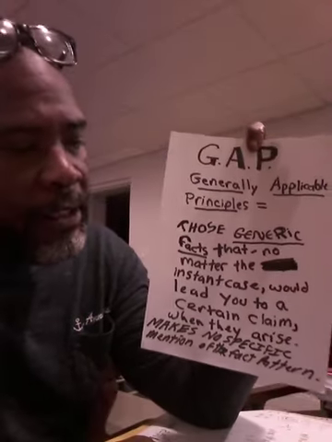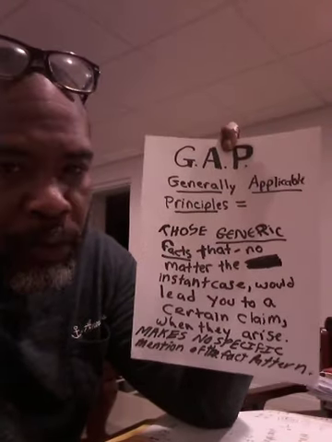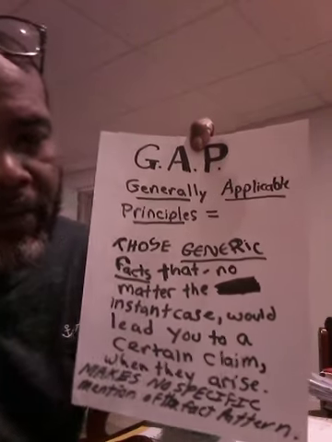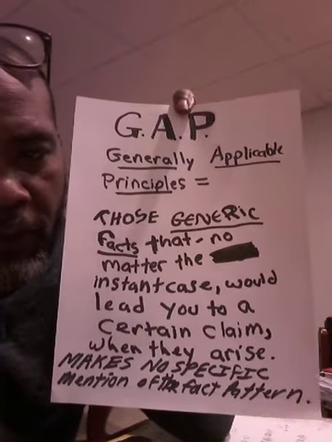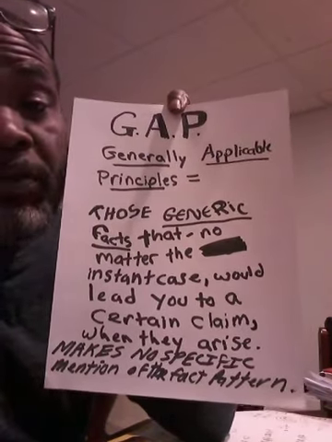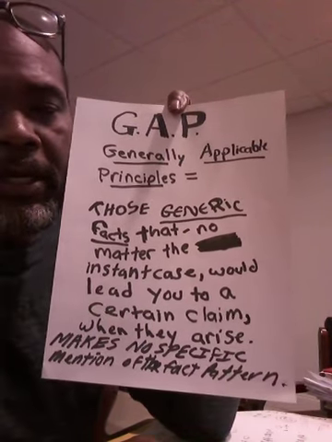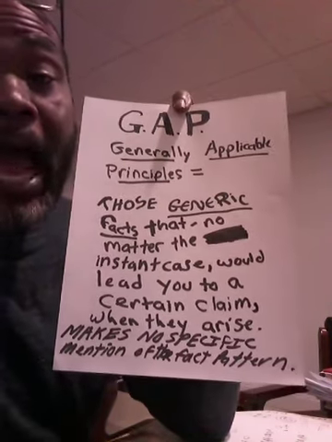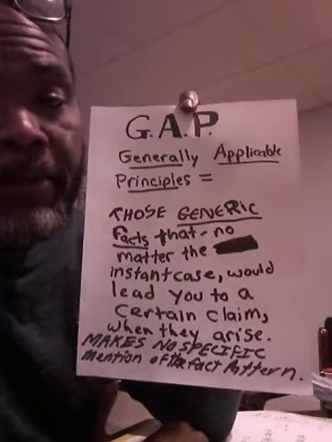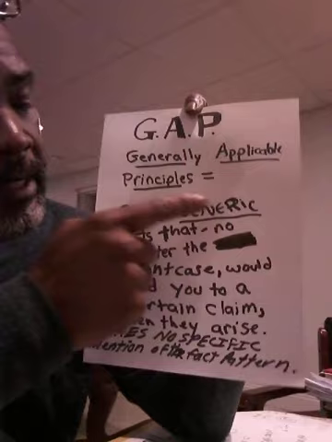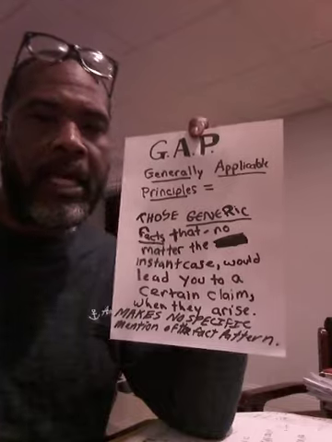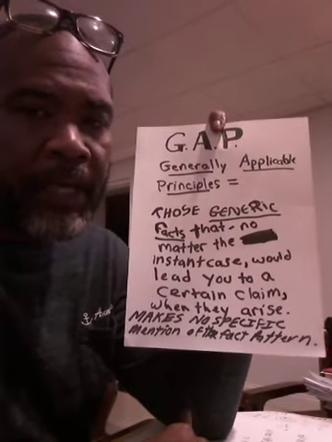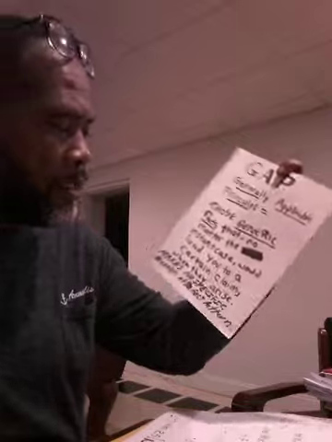GAP, generally applicable principles, are those generic facts that would lead one to believe that a certain cause of action is involved, and that is without respect to the specific facts of the hypothetical that you may be presented in an exam, right? Because these are generic facts that would lead anyone, in any case, with the same information to believe that a particular cause of action is involved, right?